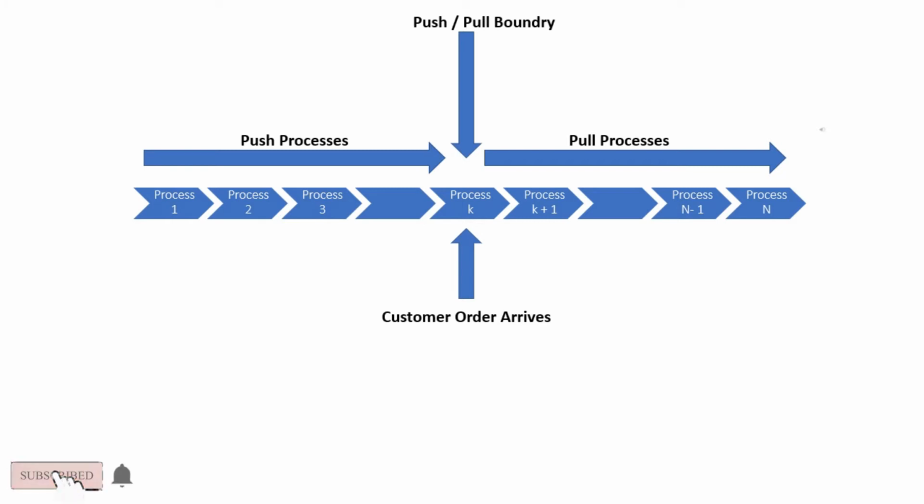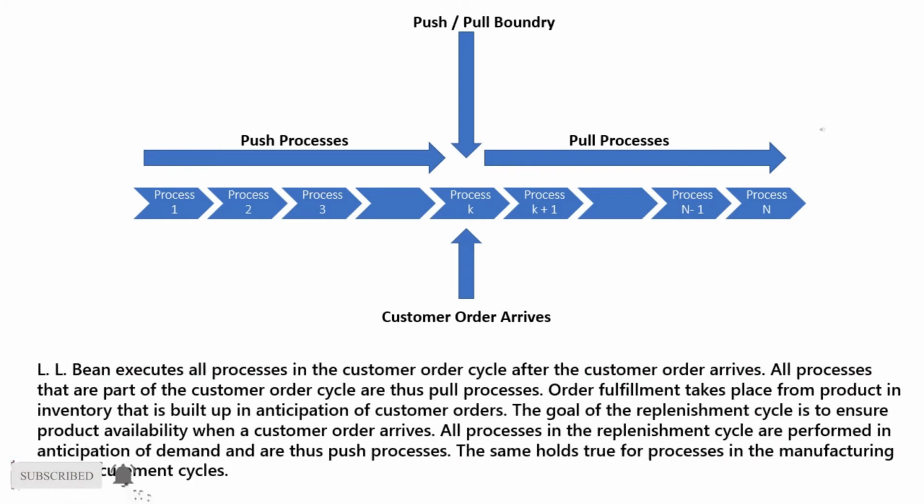To make it clear, let's go through an example. LLB executes all processes in a customer order cycle after the customer order arrives. All processes that are part of the customer order cycle are thus pull processes. An order is a pull. Order fulfillment takes place from the product inventory. That inventory is with the supplier and the manufacturer only. That is built up in anticipation of the customer order. So anticipation is push. The goal of the replenishment cycle is to ensure product availability when the customer order arrives.